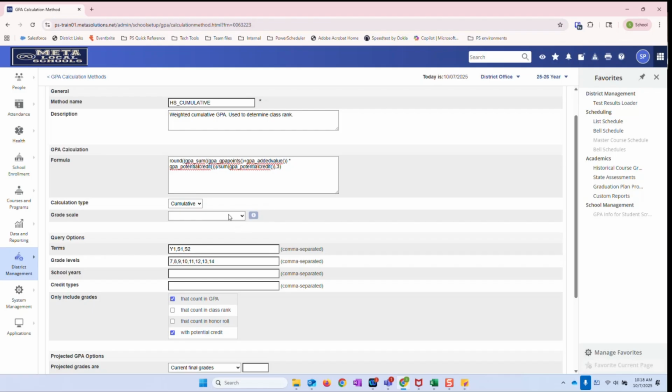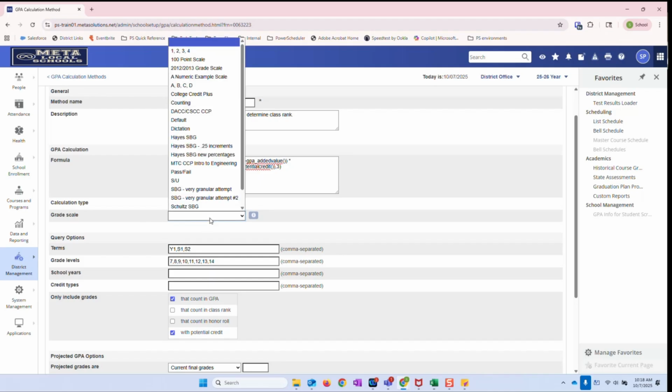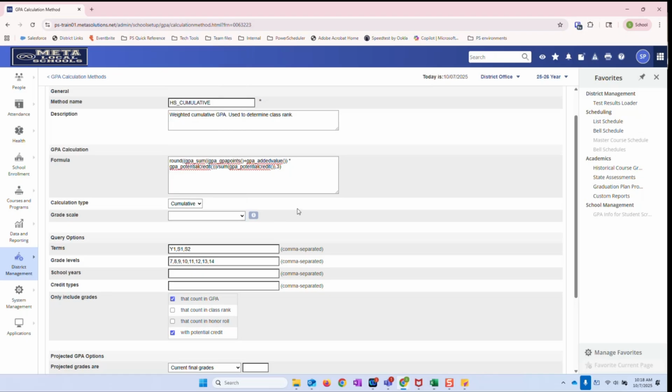Some GPAs have a grade scale set on them. So when that's the case, this GPA will only utilize that particular grade scale. Now note that there's a grade scale set on every single one of your courses, either the default grade scale, which is usually the case, or you may have some kind of other grade scale set on your courses. But if you set a grade scale here on the GPA, this GPA will only utilize that grade scale regardless of what it says on the course.